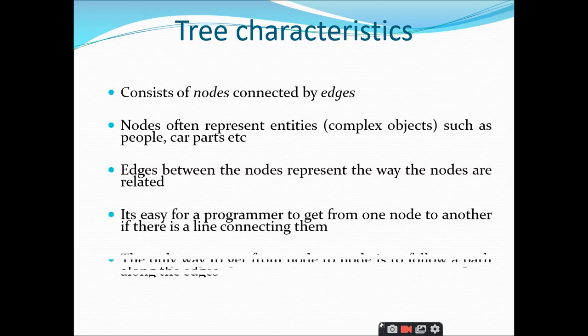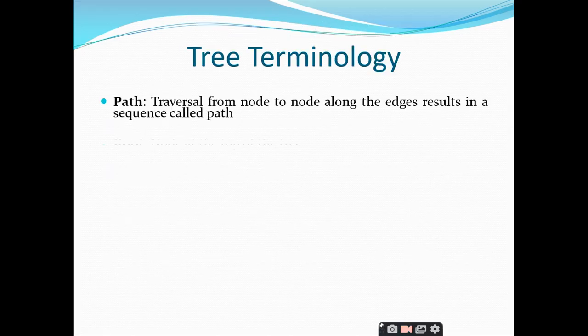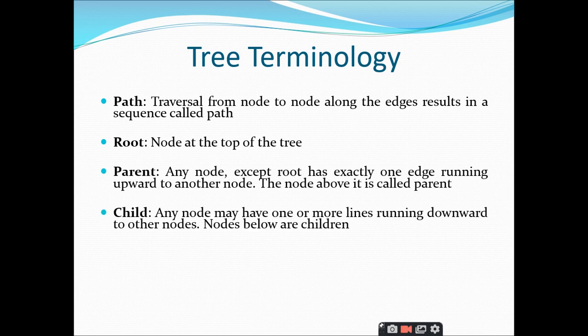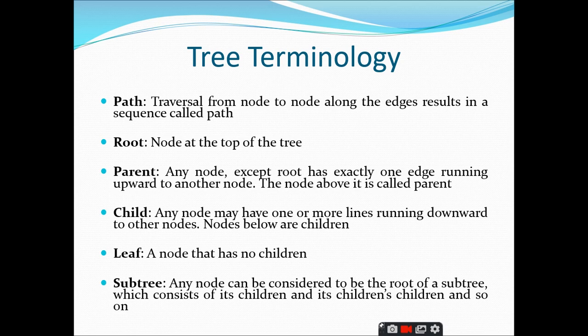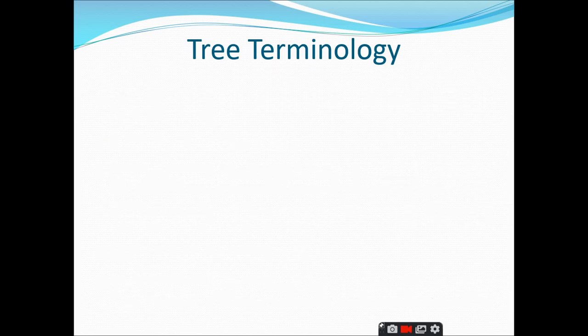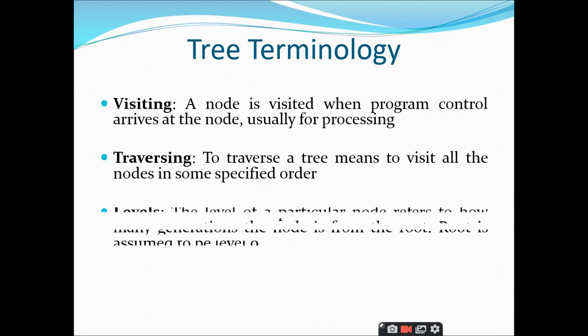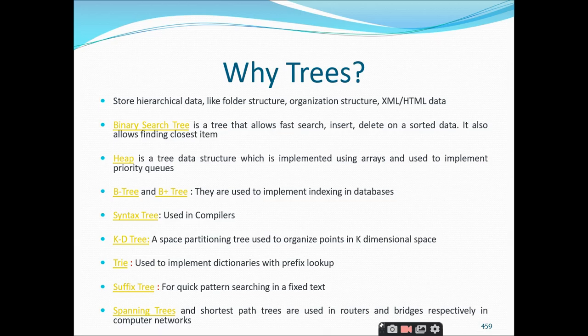So we have seen different characteristics of trees, what we call a node and what edges are, and the relationship that exists between these nodes. And we have gone through the tree terminology such as path, root, parent, child, leaf node, internal nodes, external nodes, subtrees, what we mean by traversing, and the various levels. All these things we have discussed. And finally we ended our discussion on the applications of trees, a very important application.